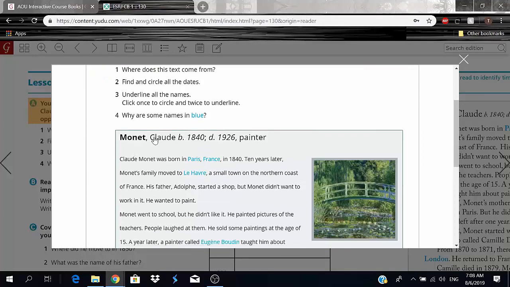So here we go. Monet, Claude, birth 1840, death 1926, painter. So Monet and Claude, that's obviously a name. 1840, 1926, dates. Claude Monet was born in Paris, France in, let me put that, in 1840, okay? 10 years later, Monet's family moved to Le Havre, okay, a small town on the northern coast of France. His father, Adolphe, started a shop, but Monet didn't want to work in it. He wanted to paint, okay?